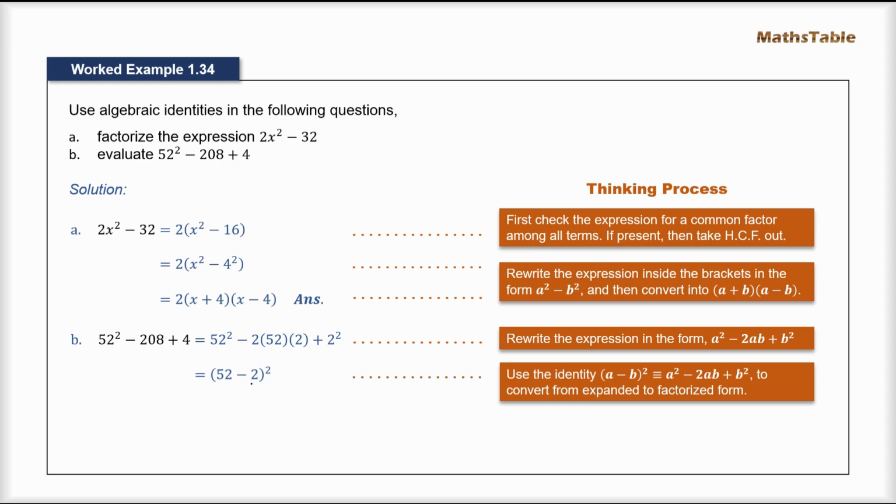So 52 minus 2 is simply 50 square, and hence just like before we can take the square of 5, which is 25, and doubling the number of 0 we get the final answer 2500. So this is how we can use algebraic identities to either expand or factorize a given algebraic expression.